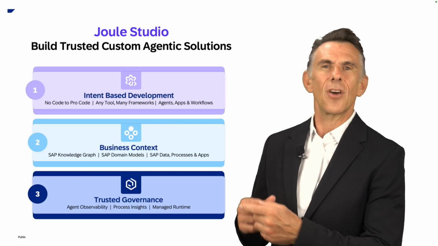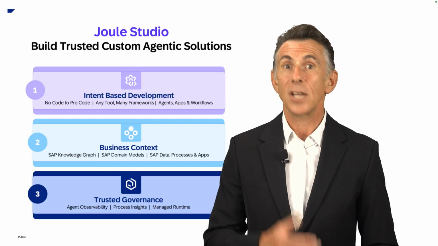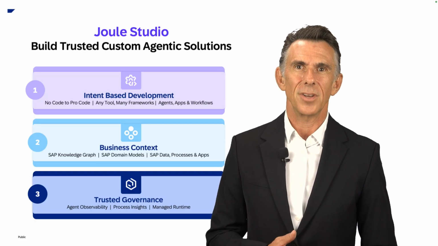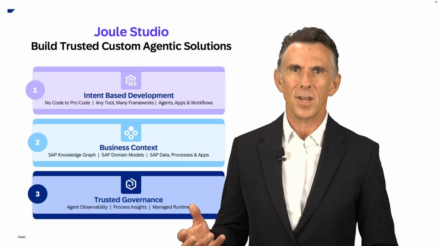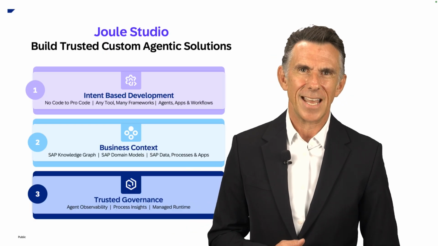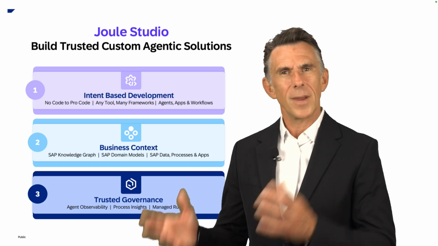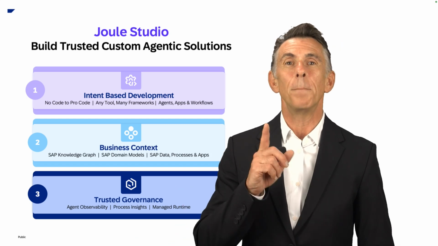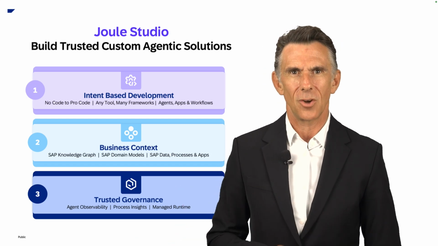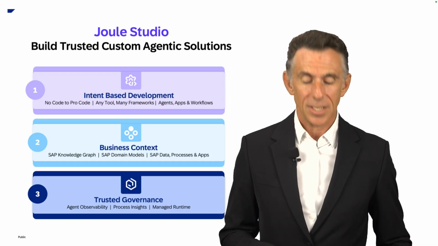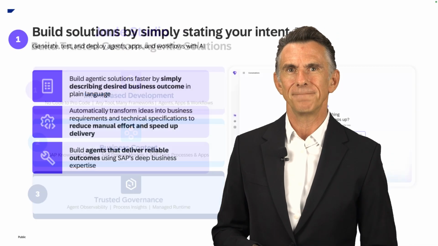Third is trusted governance. This is how you scale with confidence, with an agent hub to manage what's deployed, process insights to understand behavior and impact, and a managed runtime. So operations, controls, and oversight are built in, not bolted on later. Let's go into each of these in a little more detail.